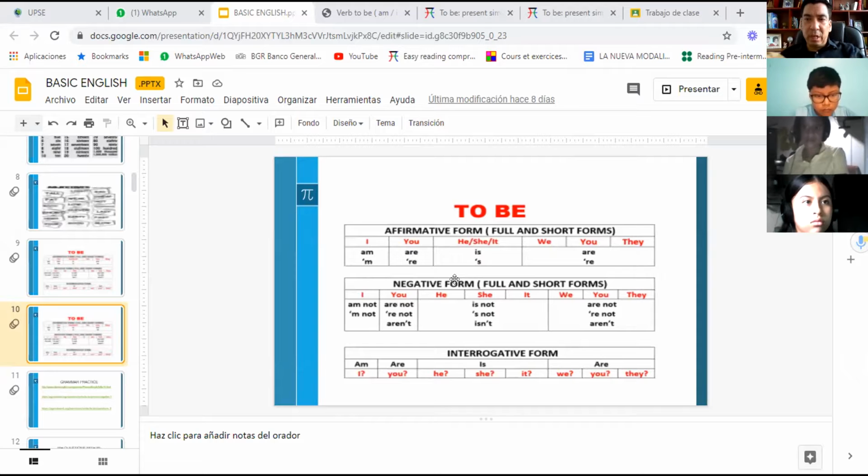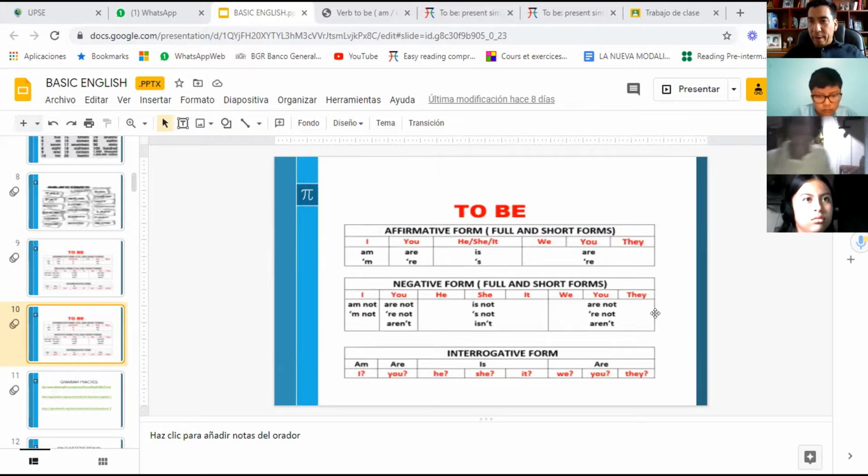Let's go with the plural personal pronouns. It's very simple: we, you, and they. The correct conjugation of the verb be is we are, you are, and they are. You can also use the contraction. Be careful. You can say we're, you're, they're.